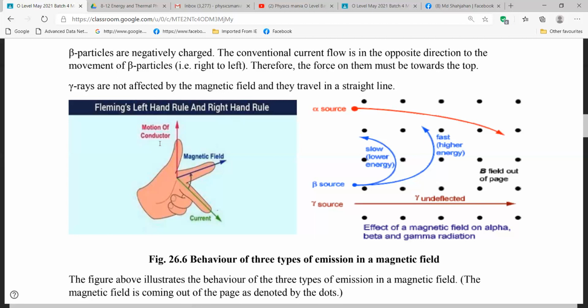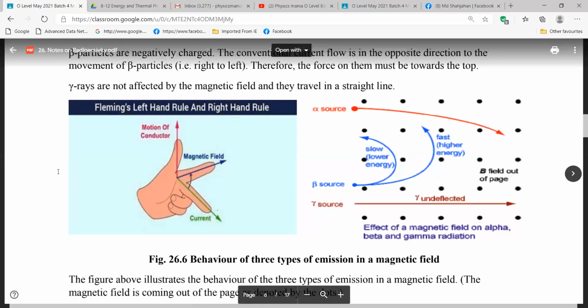Yes, sir. Can you explain the current again? Which current? Sir, beta source current. I understand the motion of conduction and the magnetic field, but not the current. Beta source are electrons. You write here, take the notes. Beta source are electrons. So beta source is showing us flow of electrons.